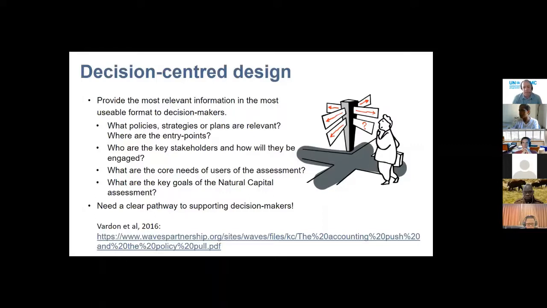Who are the key stakeholders around natural capital in the assessment process, and how are we going to get them engaged and involved in the assessment process, and then really understanding what are going to be the core needs of the users of the assessment, and that's really going to help inform specific goals for the natural capital assessment. So what we're trying to get to is a really clear pathway on how the assessment is going to support decision making and lead to improved outcomes for natural capital. And this idea of decision-centered design is quite nicely explored in this paper as well from the World Bank WAVES web page.